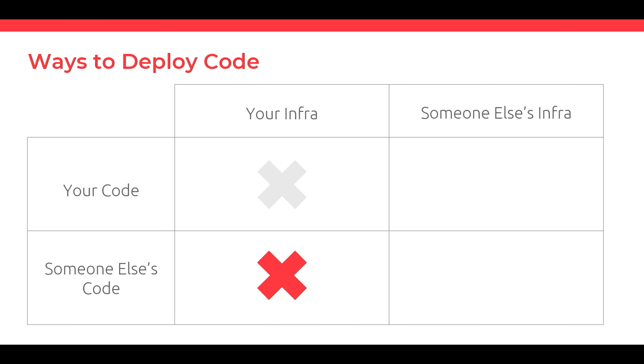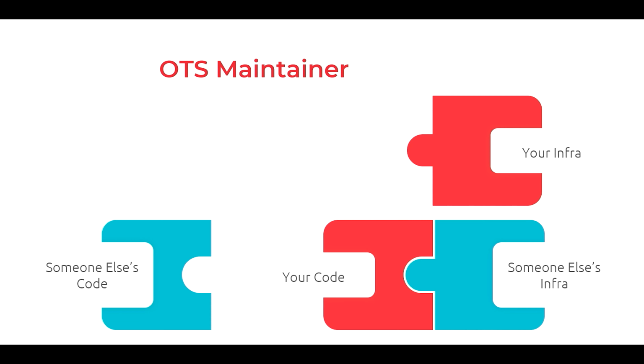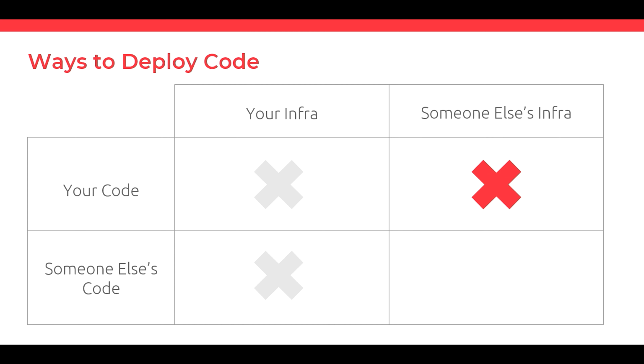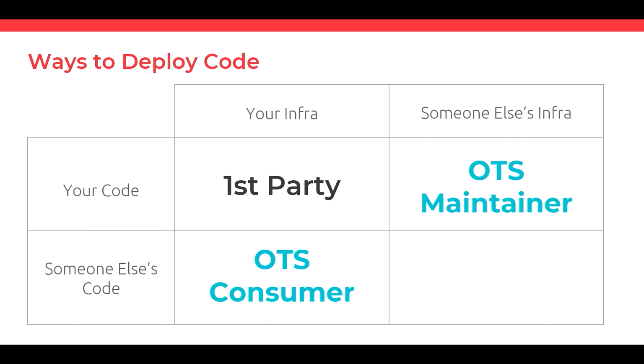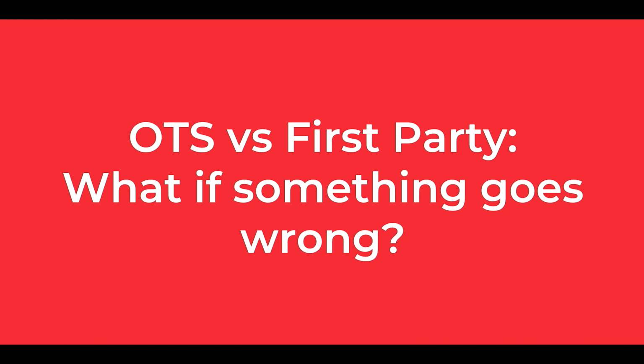You're deploying someone else's code to your own servers. And if you work on these projects, then your code is going out to someone else's servers, and you're up here. We call these the off-the-shelf use cases, OTS. And this is what we're going to focus on today. So specifically, how are they different from the first-party cases, and when something goes wrong, and when we need to diagnose and fix problems.